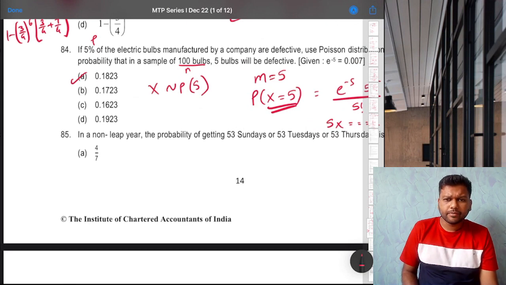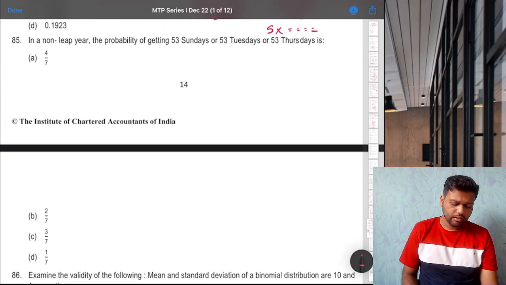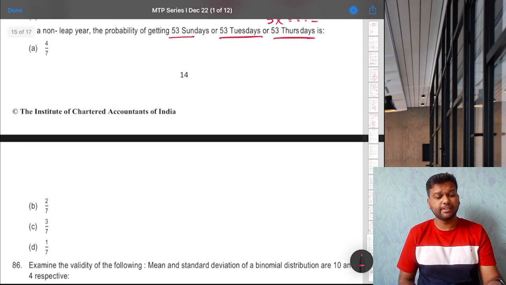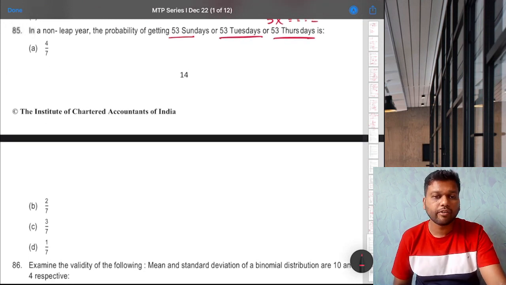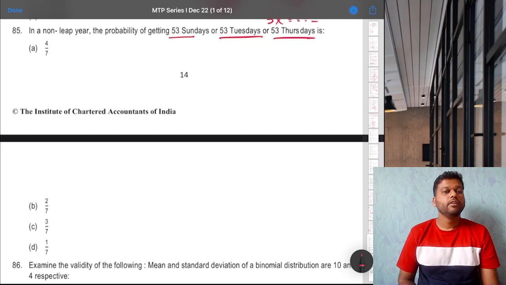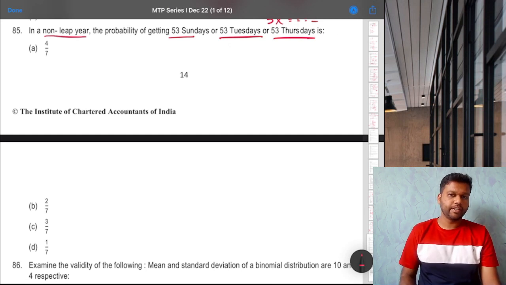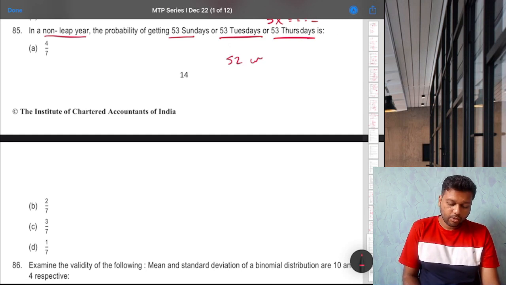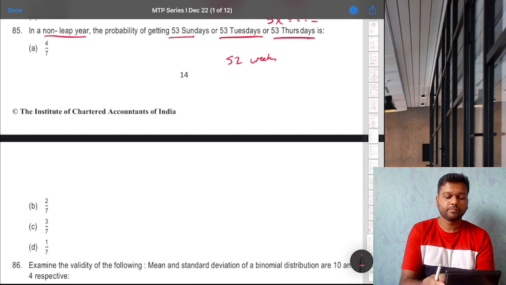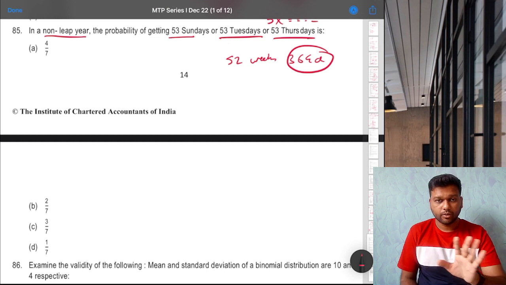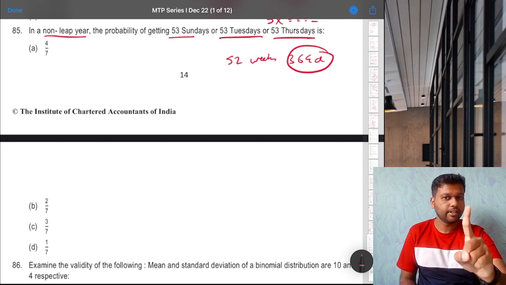Next is 85. In a non-leap year, probability of getting 53 Sundays or 53 Tuesdays or 53 Thursdays is, they ask this question a lot of times, I don't know why. Okay, so in a non-leap year there are 365 days, understand carefully, 365, right? If you observe, 52 weeks is how much? Check, 52 into 7, that is 364 days, right? That means in a normal year, non-leap year, there is one extra day.